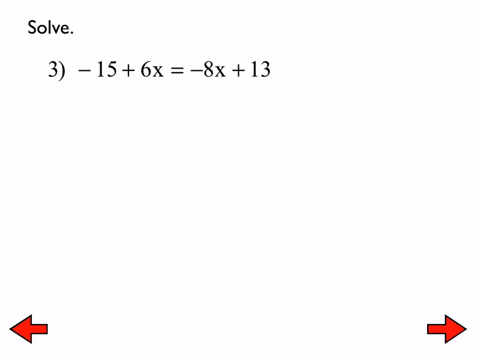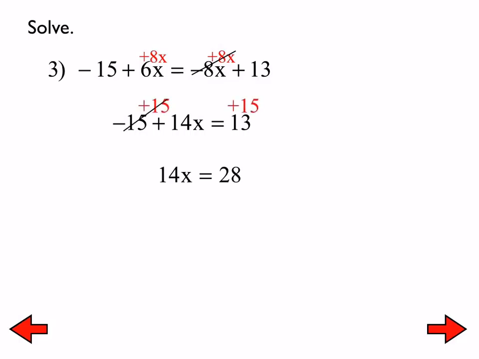So number 3, we have, again, x on both sides. Let's just keep it consistent on the left. So if I have negative 8x on the right, what would I add to it to get rid of it? Positive 8x. So I'm going to add 8x to both sides. So I have negative 15 plus 14x equals 13. And then get rid of the constant. So I have a negative 15, so the opposite would be positive 15. Very good. So now we have 14x equals 28. Divide both sides by 14. X equals 2.